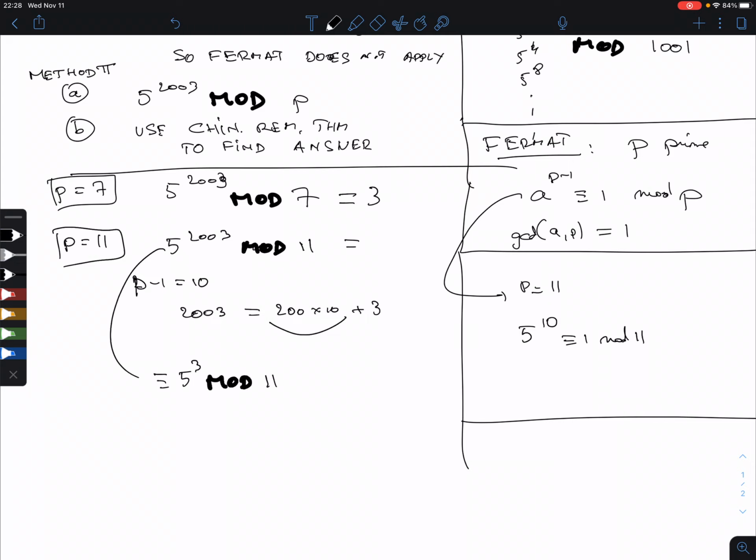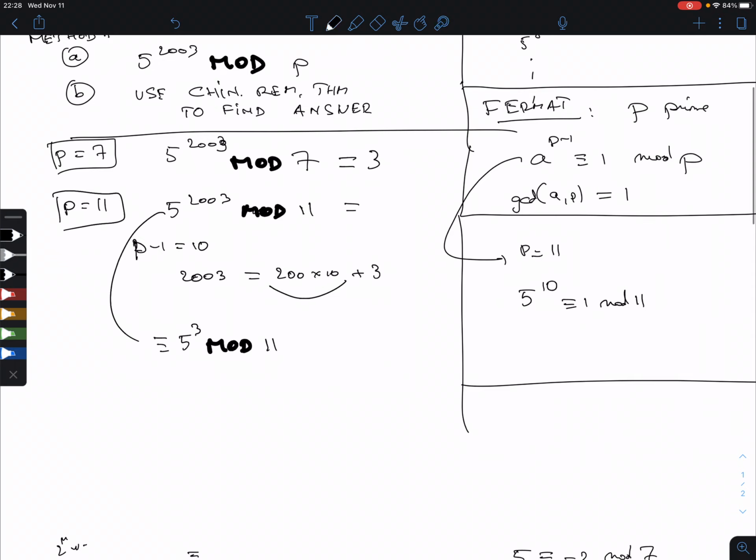So if I worked it out last time and you don't understand it, work it out one more time. As a rule, you take your exponent, you take its remainder modulo p minus 1, this is 3, and that becomes a new exponent. Now, this is such a small number that I'm not going to bother calculating it. That's 125 mod 11.